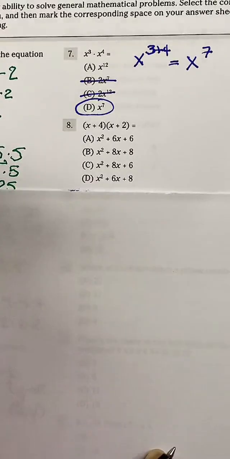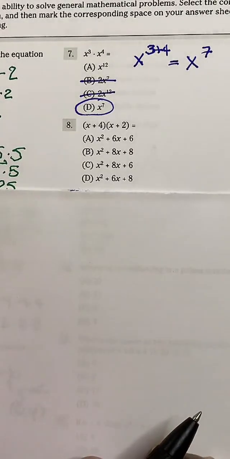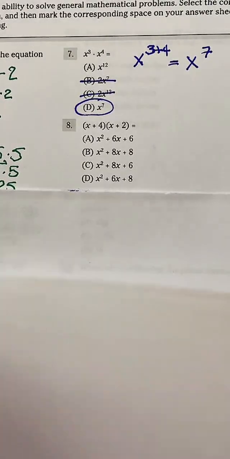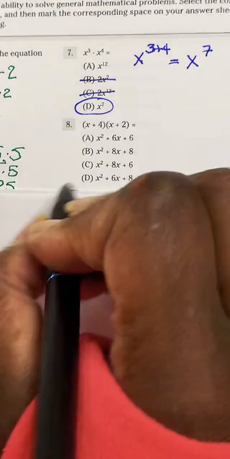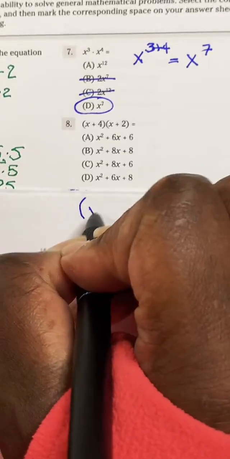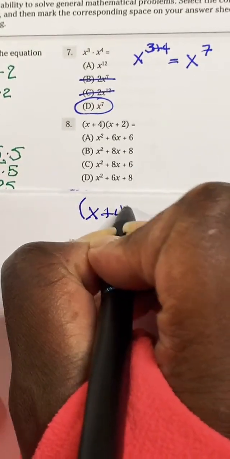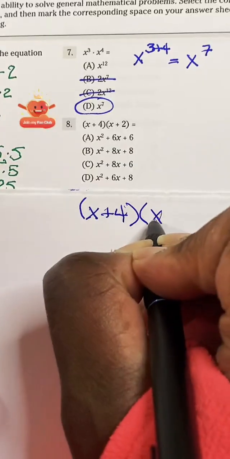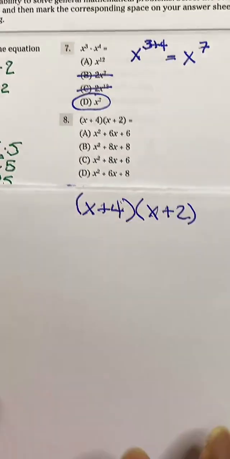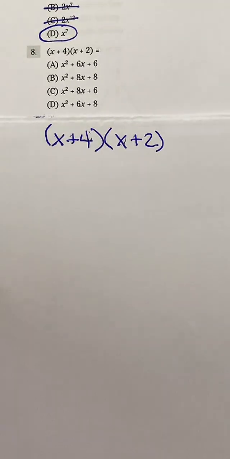So I'm going to put it on, let's see if I could just put it on here. So if we have a parenthesis, x plus 4, x plus 2. Okay. So the first way is called FOIL. Now, a lot of people know it as first, outer, inner, last.